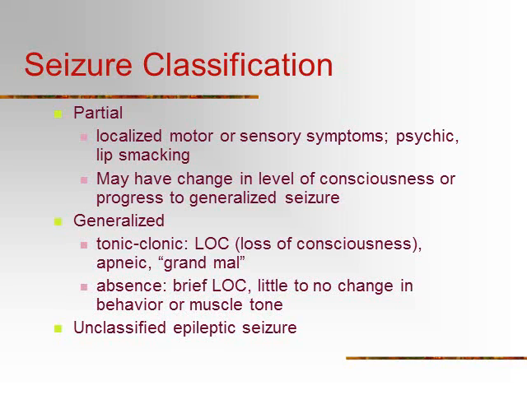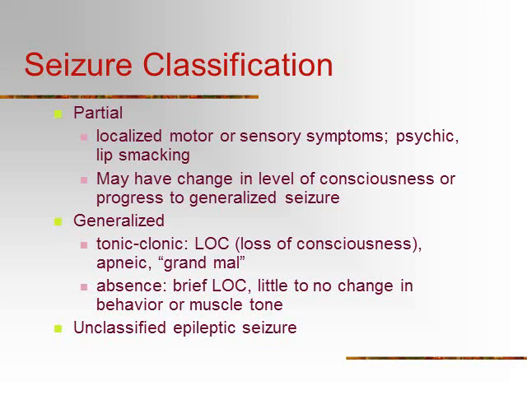And a generalized seizure is what you would commonly think of, so tonic-clonic seizures, and they can have loss of consciousness, become apneic, and what we used to call grand mal is now called tonic-clonic. An absent seizure is actually a generalized seizure because it's a brief loss of consciousness.